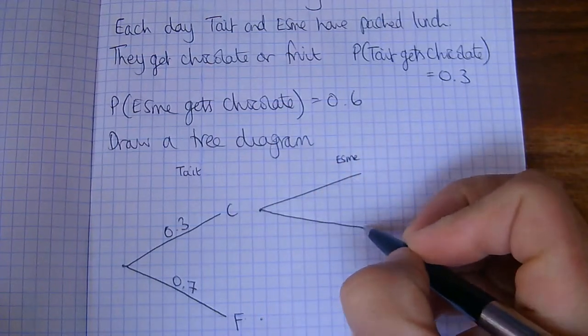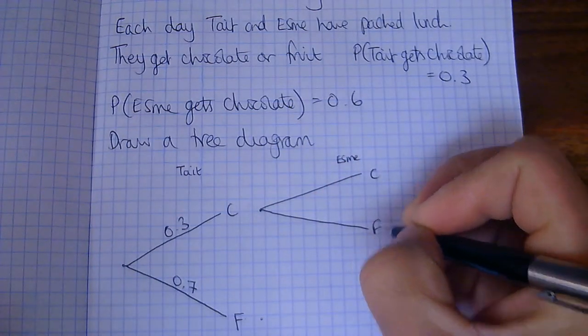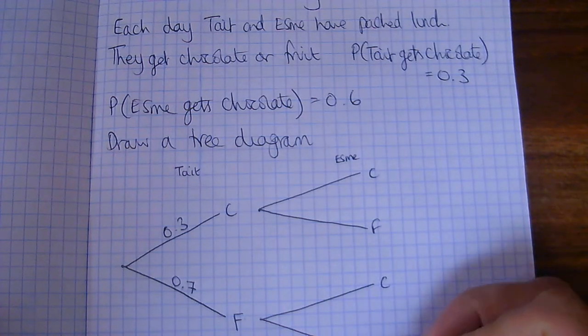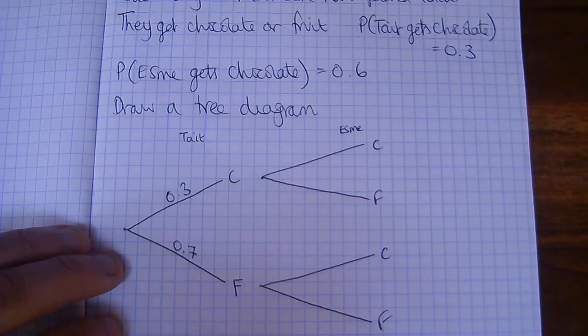And again, Esme has 2 choices, it's chocolate or it's fruit. So I'm just going to move the camera down so you can see that.